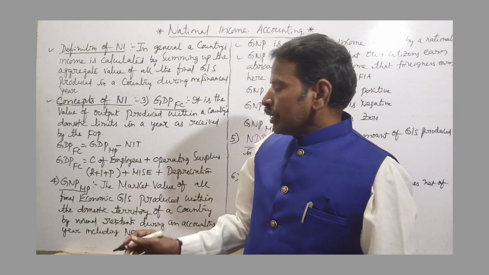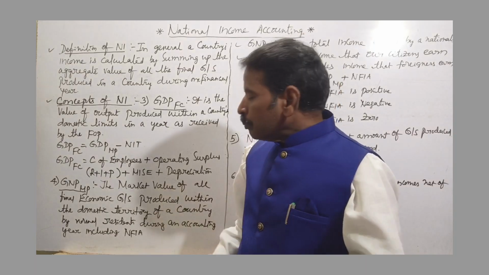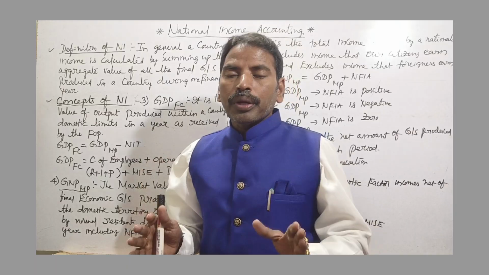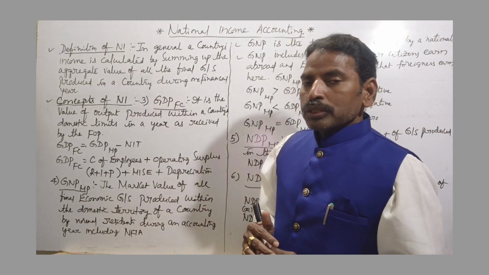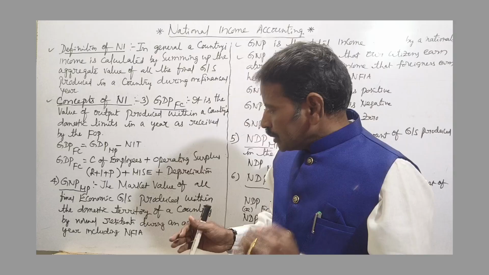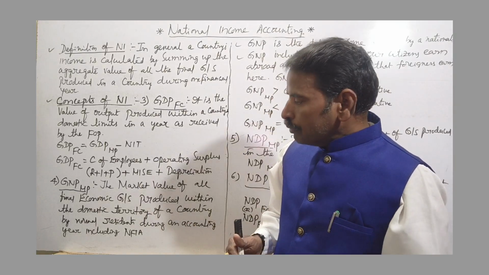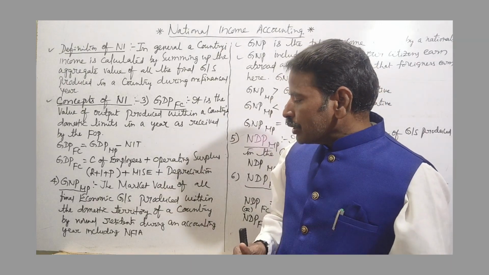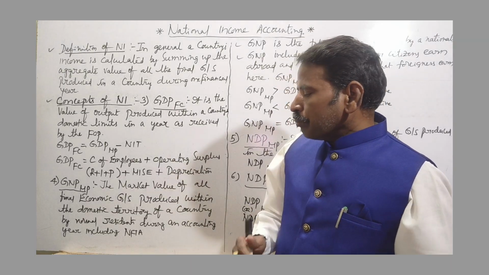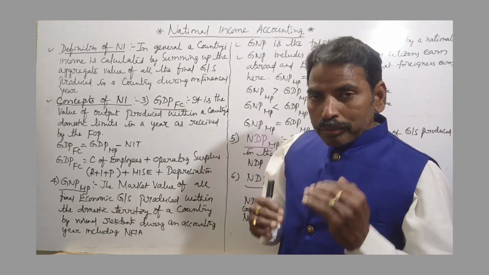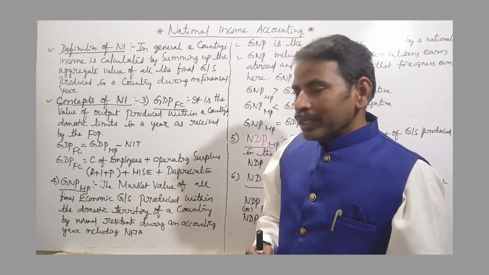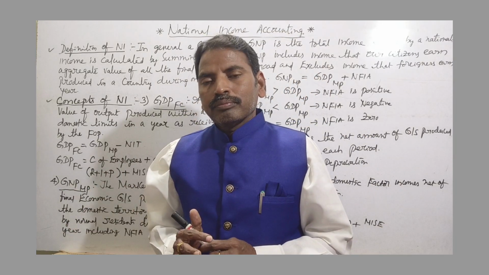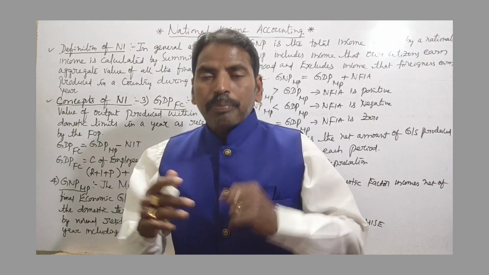This is one. Next, the fourth one is GNP market price, gross national product at market price. GNP market price is the market value of all final economic goods and services produced by normal residents during an accounting year, including net factor income from abroad. That is called GNP market price.